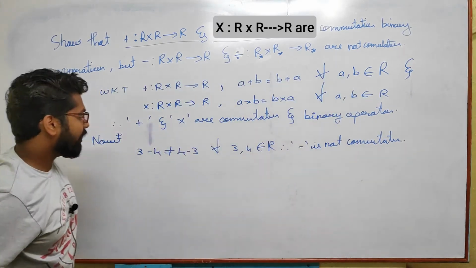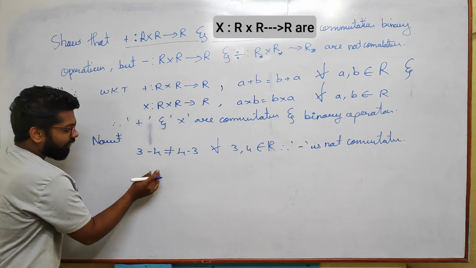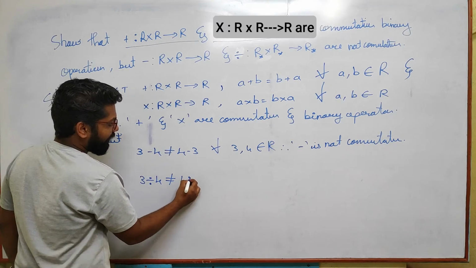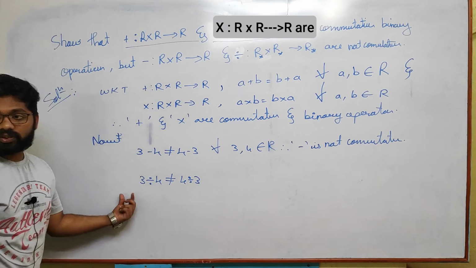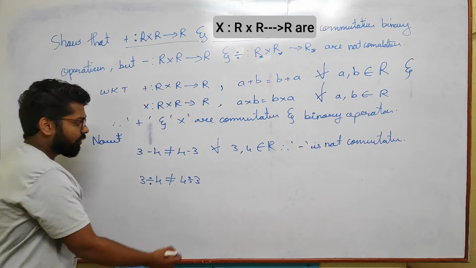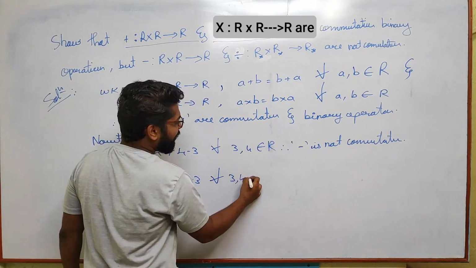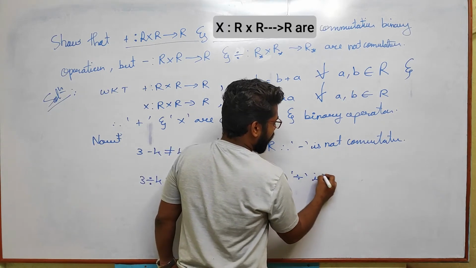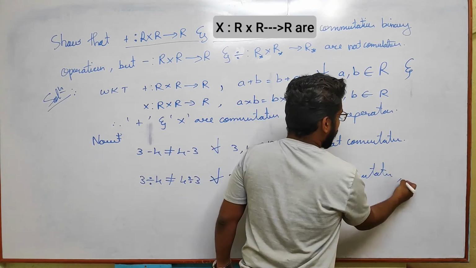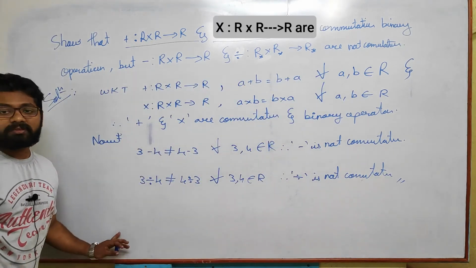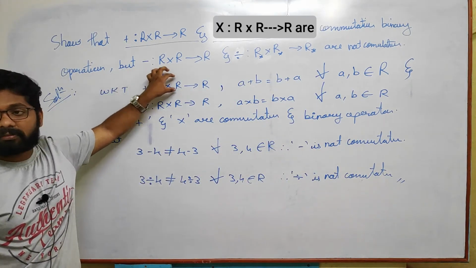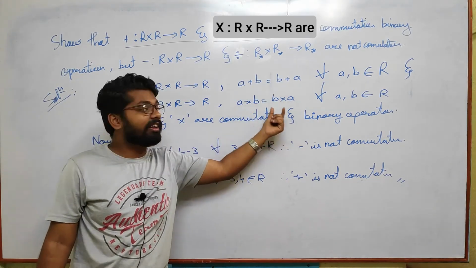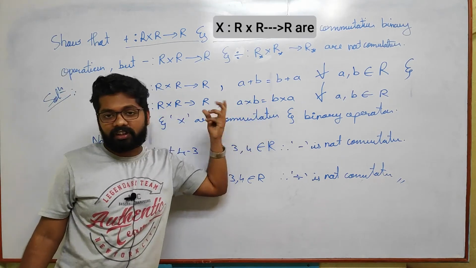And even if you see here, for the same example, 3 divided by 4 is not equal to 4 divided by 3. Okay, so you will get two different values, no? For 3 comma 4 belonging to R, therefore division is not commutative. Understood? Very simple sum. Here you take any number from the real numbers and add, and this statement is satisfied. And in multiplication, any numbers will satisfy it.